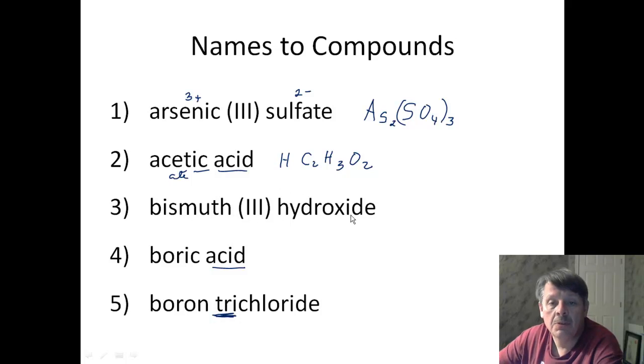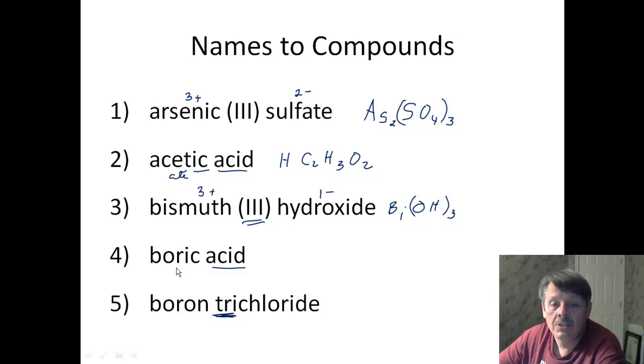How about bismuth 3 hydroxide? Well, if I have one of these things in here, that tells me it's ionic. And bismuth is Bi, and hydroxide is OH. And hydroxide always has a 1- charge, but bismuth in this case has a 3+. So when I crisscross, I need 3 hydroxide, so it's Bi(OH)3.